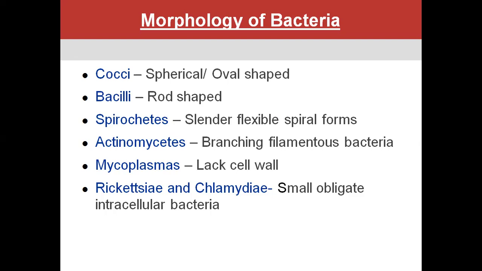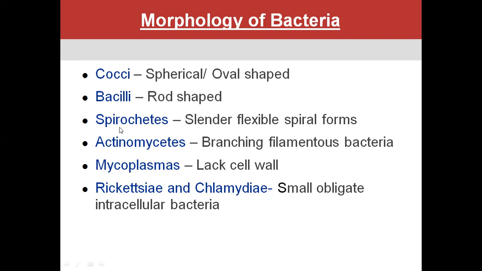If you see the cocci, what is cocci? The word coccus means berries. They are oval shaped or spherical shaped bacteria, which means they are round or oval in shape. Next, the word bacillus means rod. So bacillus is a rod-shaped bacteria. They are rod-shaped cells.